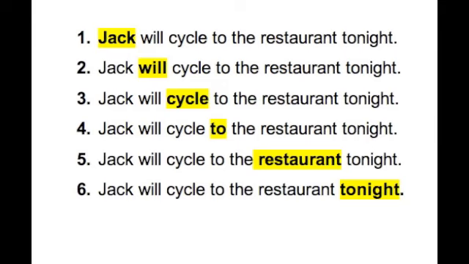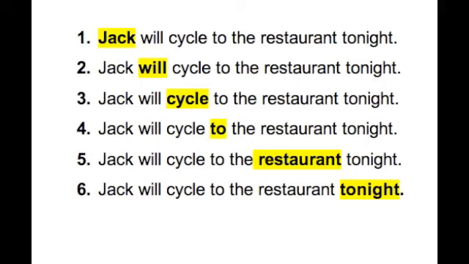Now I'm going to choose one of these sentences without telling you the number, and you decide which one I've just read. Jack will cycle to the restaurant tonight. Jack will cycle to the restaurant tonight. To the restaurant, not the cinema. It's number 5, isn't it? Let's do another one.